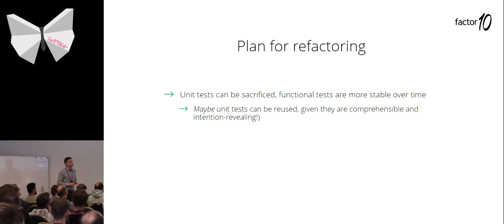So we plan for refactoring. We write unit tests, of course, because they fill a purpose, but we realize that they may need to be sacrificed. If we do structural refactoring, we might need to throw away the unit tests. That's fine. But since we know that, we can plan for how that will happen. The functional tests are more stable over time, of course. Maybe we can reuse the unit tests, given that they are bug-free and easily comprehensible and intention revealing. We can probably take them and move them to other places, at least some of them, which is a good thing. But if we don't understand what they do, then just throw them away. And then the risk is that we miss something, of course.